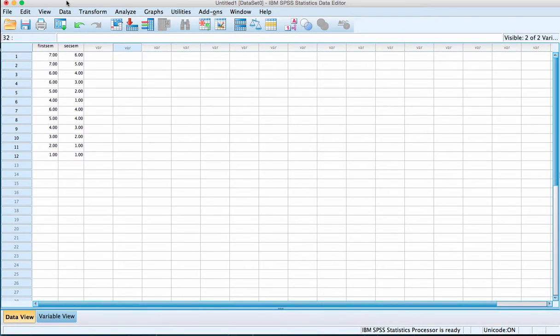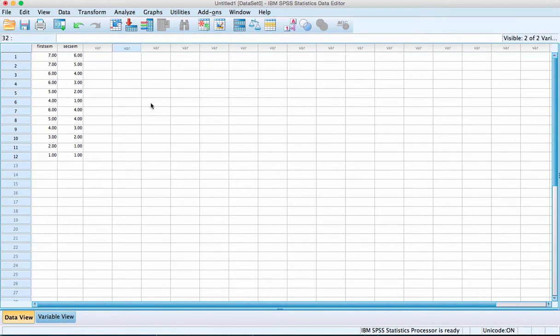So I have the data loaded into SPSS, and I have the first semester absentee rates and the second semester absentee rates. So what we're going to do is analyze this data to see if there was a significant change over time. And of course, what the superintendent is hoping is that she will see an overall decrease in absentee rates from the first semester to the second semester.